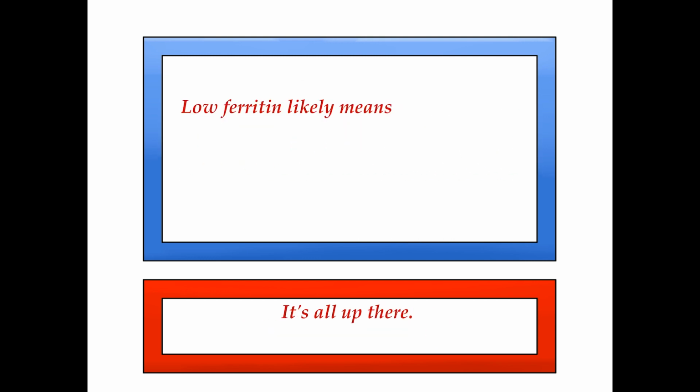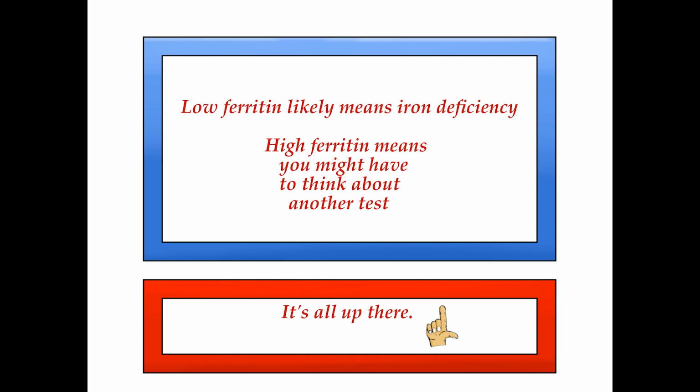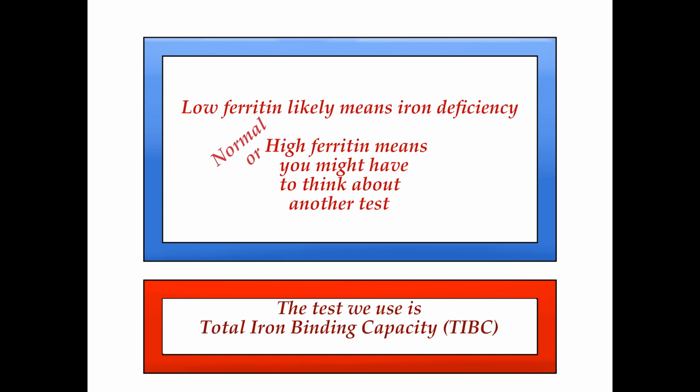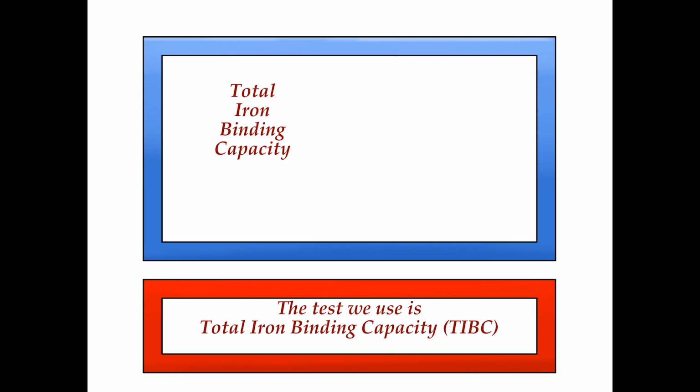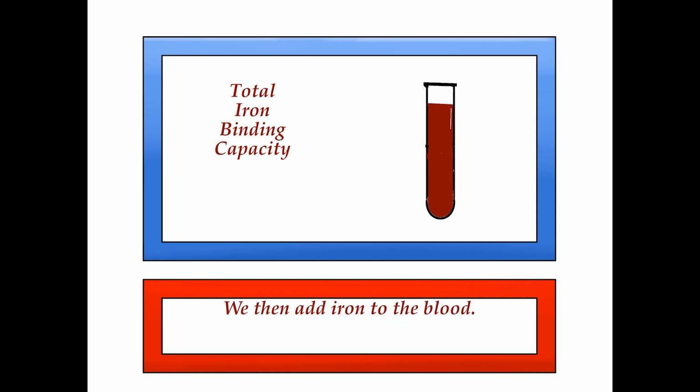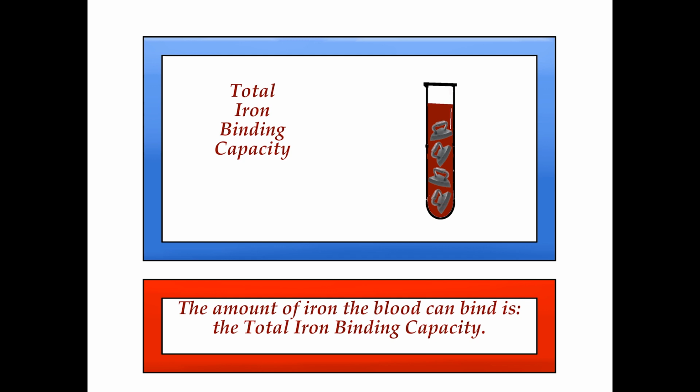So whilst low ferritin is a reasonable mark of iron deficiency anemia, if the patient is sick, they may have low iron stores but a high ferritin level. The point of all that was, if ferritin is high or normal, we have to think of another test. And that test is the total iron binding capacity, or TIBC. To test TIBC, we take the patient's blood and we add iron to it, and we see how much iron the blood can bind. Total iron binding capacity.